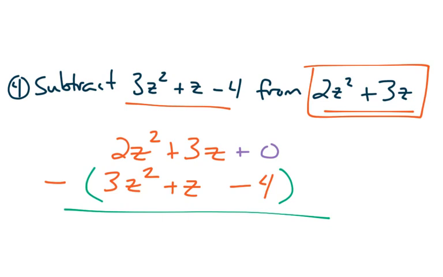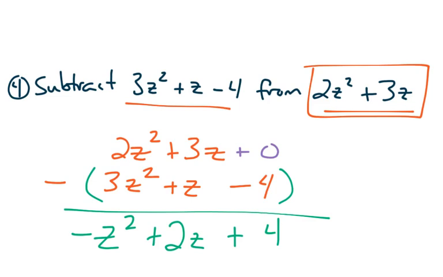So 2z squared minus 3z squared is negative 1z squared, so negative z squared. Let's see, 3z minus 1z, 3 minus 1 is 2, positive 2z. And then our constant terms, 0 minus negative 4, that is positive 4. So negative z squared plus 2z plus 4 is your answer there for number 4.